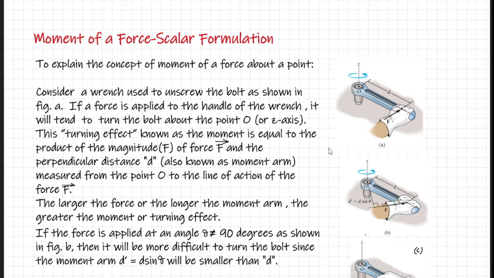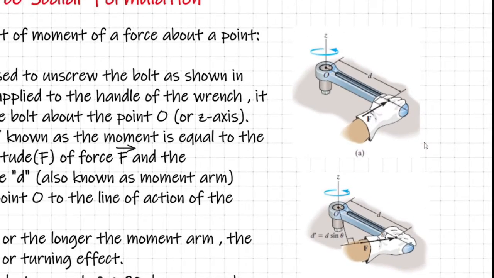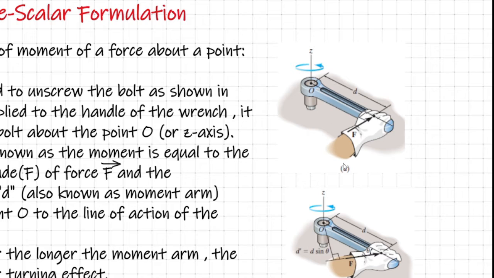To explain the concept of moment of a force about a point, we consider a simple practical case. For example, referring to figure A, a wrench is used to unscrew the bolt that is located at the point O. Here you can see that a force F is applied at the end of the handle. Obviously, the effect of F is to produce a turning effect at the point O where the bolt is situated, and it tries to unscrew the bolt because it creates a moment, what we call a turning effect, in the anti-clockwise direction.